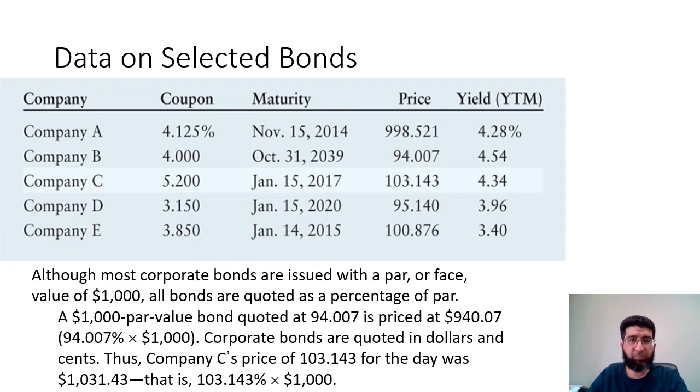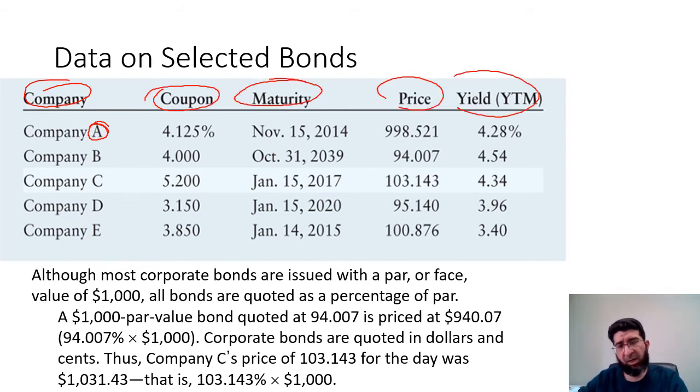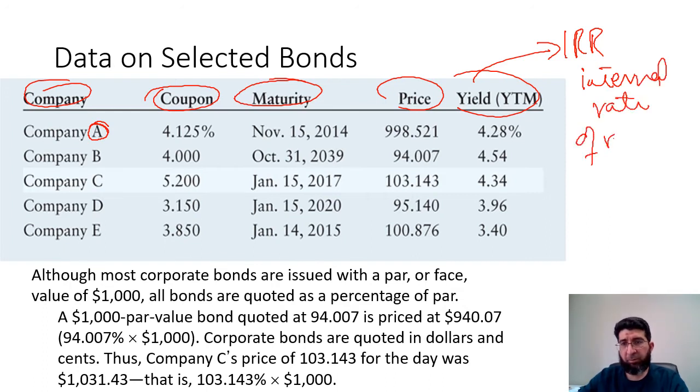Here's the data on selected bonds, and you can see that we have a company, and the company name is actually the bond issuer, the issuer name. We have coupon payments, we have maturities given, then we have a price and yield to maturity. Please remember that we will use another term called IRR, internal rate of return, for YTM as well. These are different nomenclatures, however, pointing to the same concept. Let's look at the pricing.